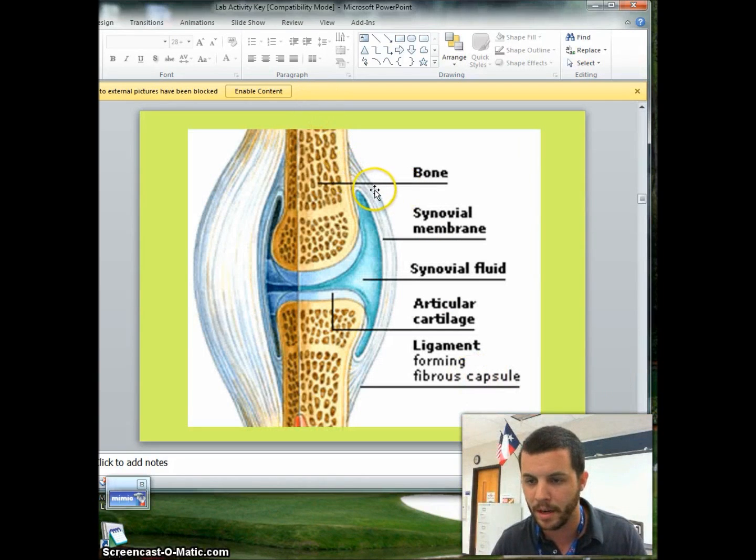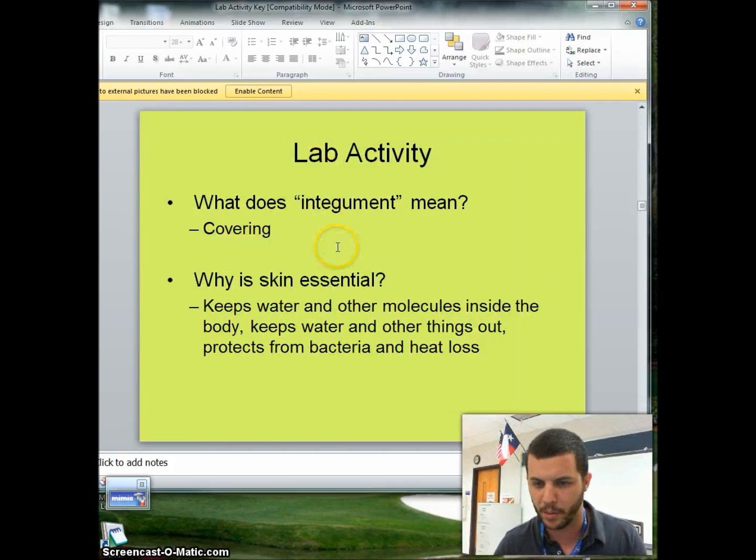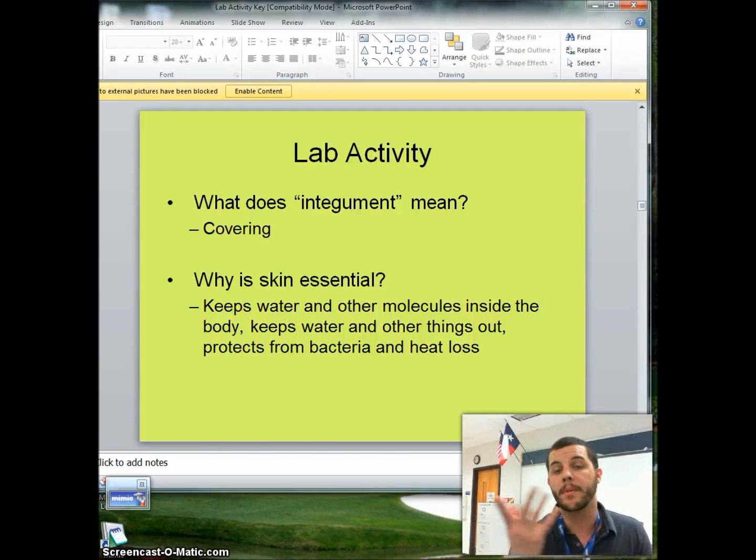Here's the synovial membrane right here. Okay, we've got synovial fluid, which separates these bones from each other so that there's not a lot of grinding bone on bone and all that, which we don't want. The word integument means covering. Skin is essential because it keeps the insides in and the outsides out.